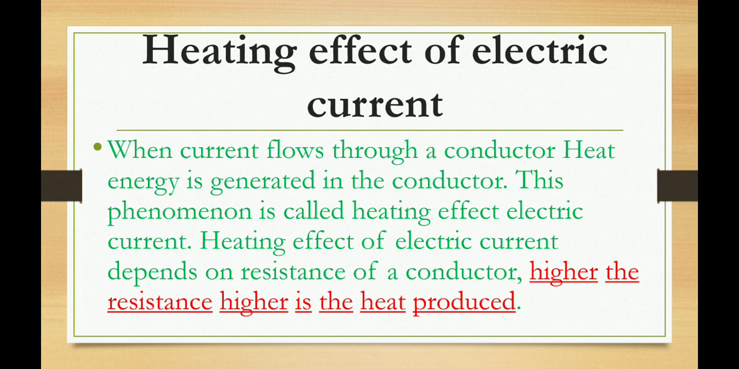When current flows through any conductor you take, the heat energy is generated in that conductor. This phenomenon we call the heating effect of electric current. How much heat is produced in the conductor depends on the resistance of the conductor. So the higher the resistance, the higher the heat produced.